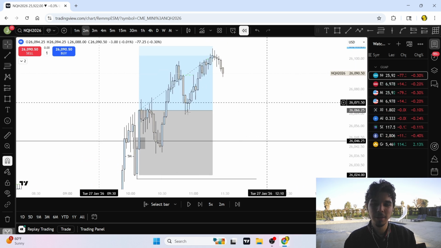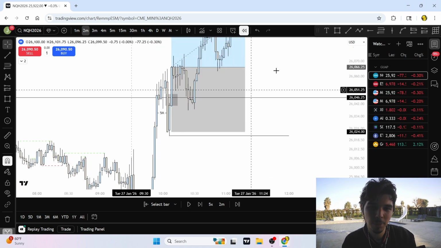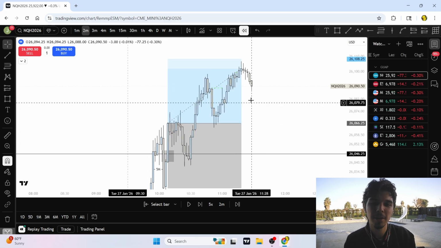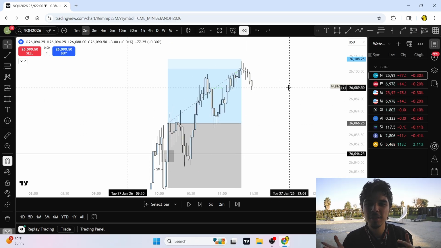But as you can see right here, we had accumulation, manipulation, and we started to distribute. It took a little long to go back up, but overall, it's the same thing, right? So with that being said, that is going to wrap it up for this open low high close, open high low close, AMD, PO3, whatever you want to call this video. That's going to wrap it up, okay?